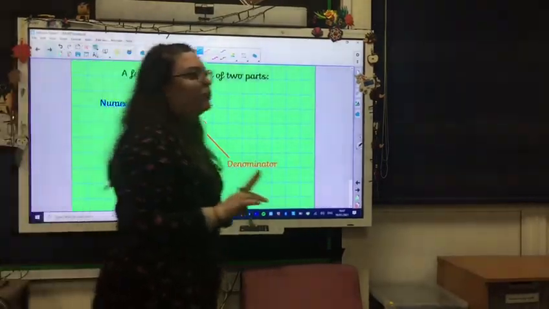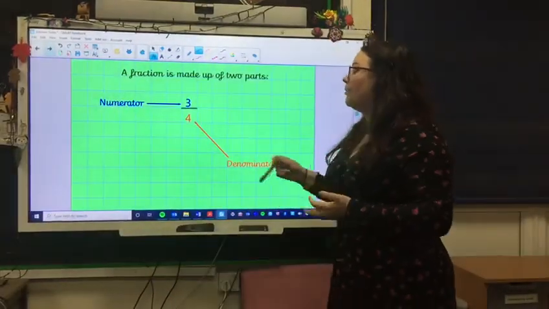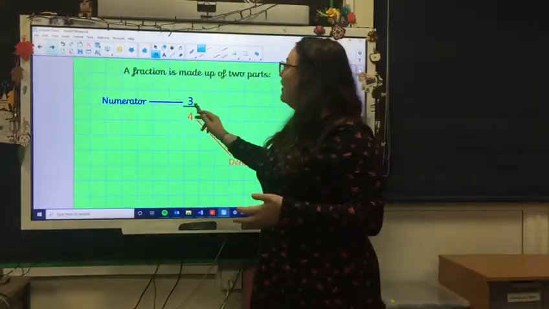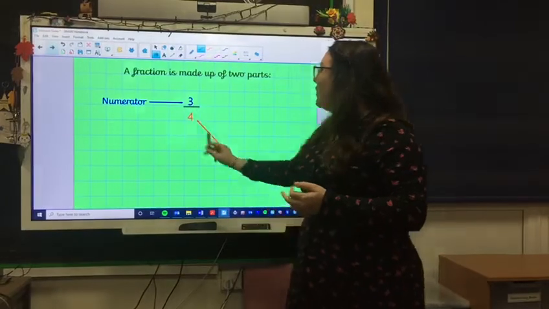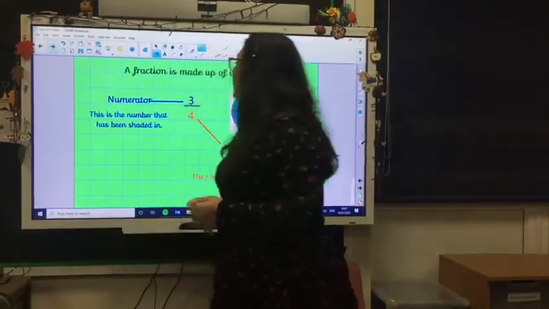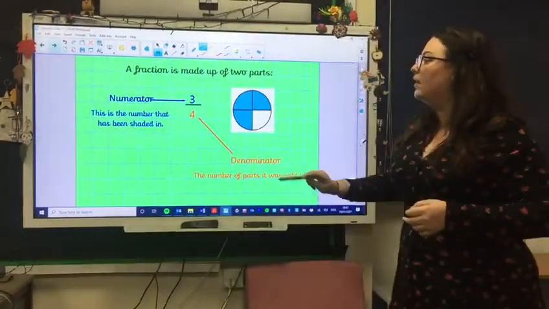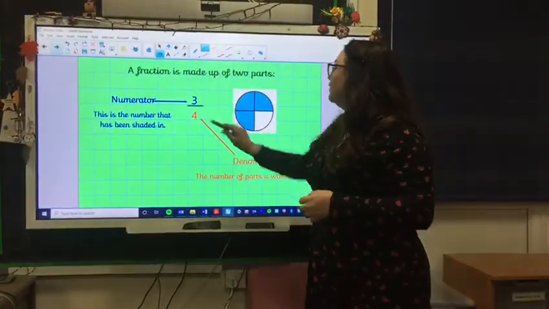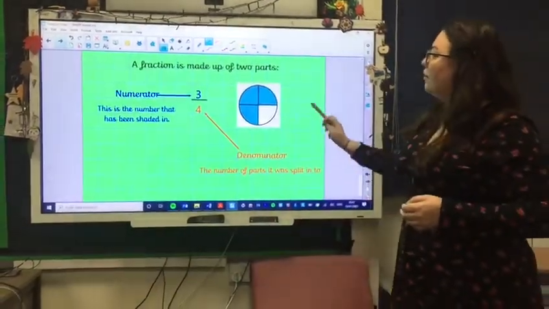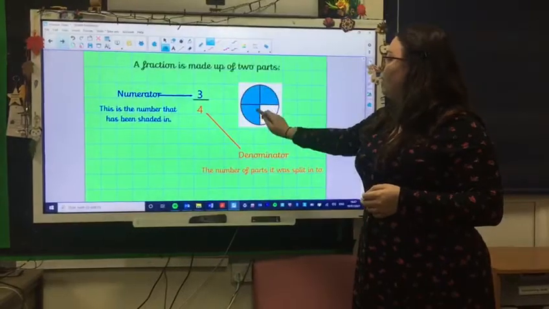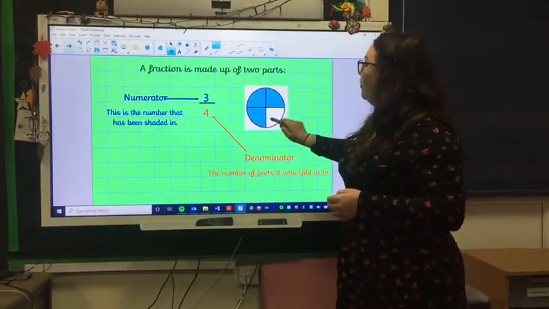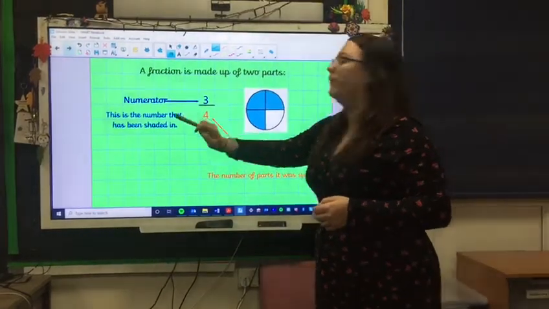So fractions are made up of two parts. You know them as the top number and the bottom number, but their official mathematical names, if we're going to be fancy, are the numerator, the top number, and the denominator, the bottom number. The numerator is the number that's been shaded in, and the denominator is the number of parts it was split into. So hopefully you can see from that picture, 3 blocks have been shaded in, which is why the numerator is 3, and it was out of 4 parts, which is why the denominator is 4.